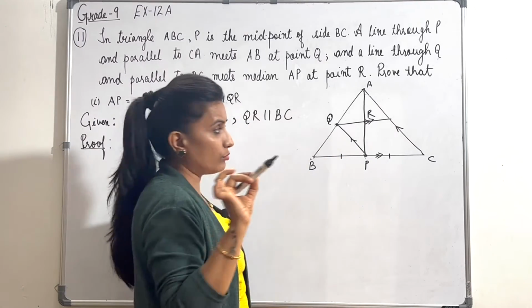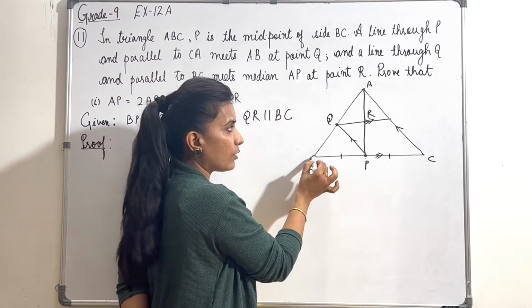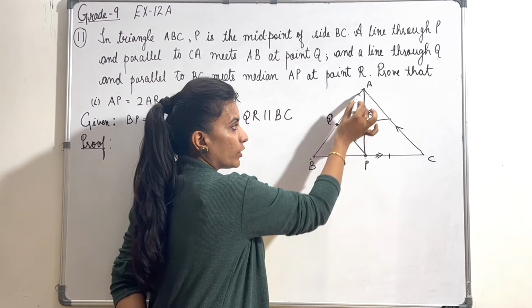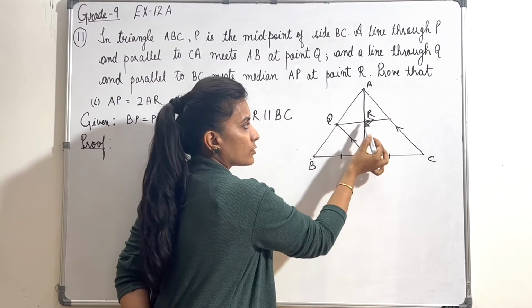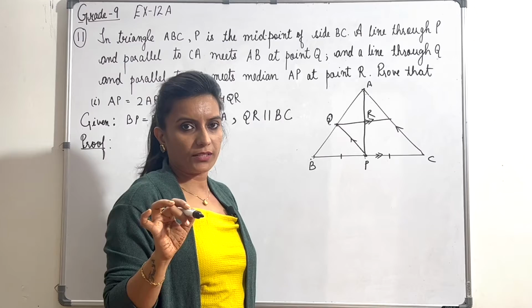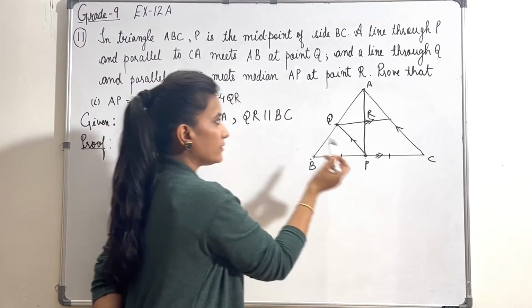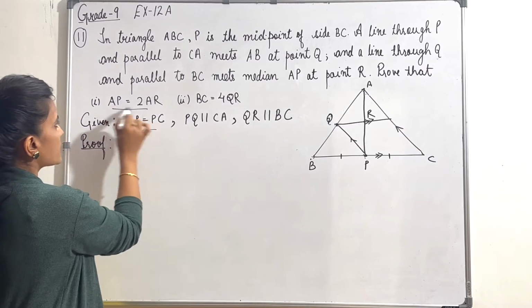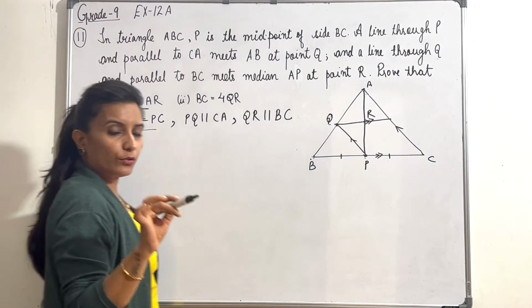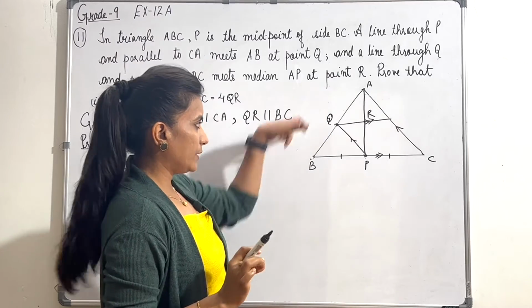I have no idea about Q because there is no information. But if I can somehow show that Q is the midpoint of AB, and QR is already parallel to BP, then from converse of midpoint theorem I can say that even R is the midpoint of AP, and then this part is done, right? So now you have to think how to prove that Q is the midpoint of AB.